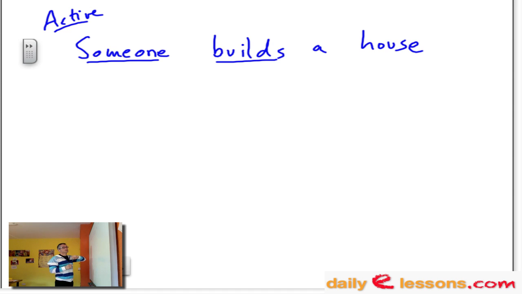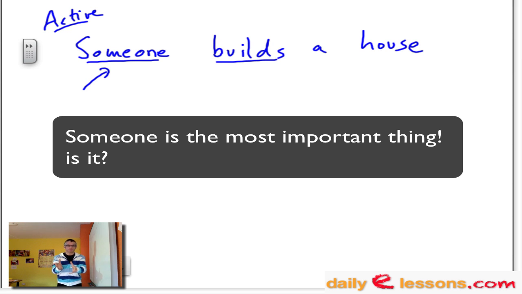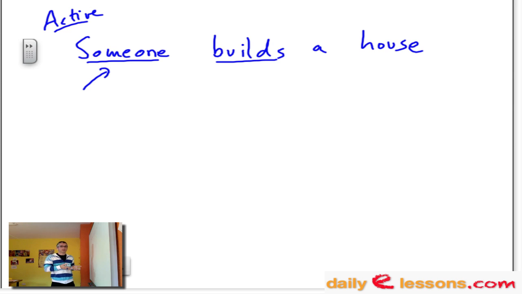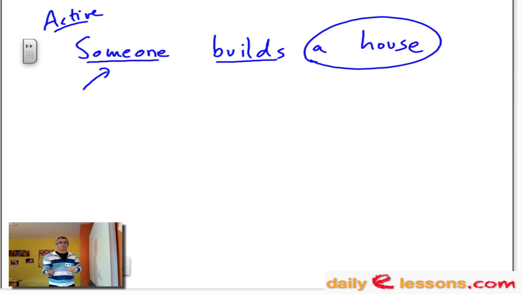Then it's an active sentence. But what is the most important thing in this sentence? When you say someone builds a house, someone is the most important thing. And really, is it important in that case? Is it someone important in this sentence, or is the house more important than someone? Okay? So when we want to emphasize the object, we need to put the object first. In that case, it would be house.